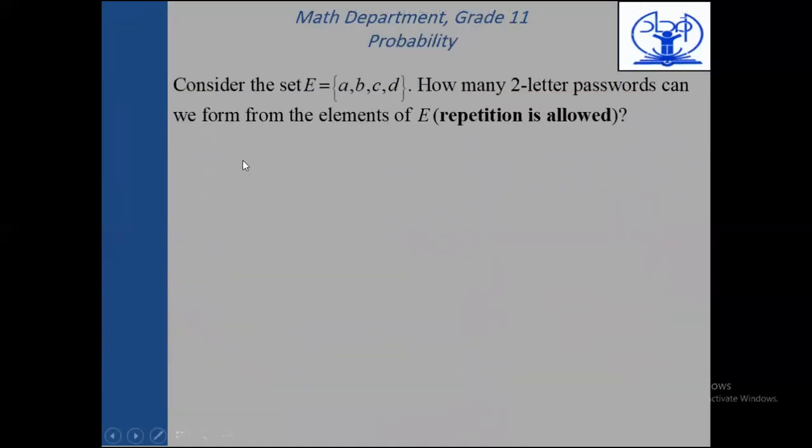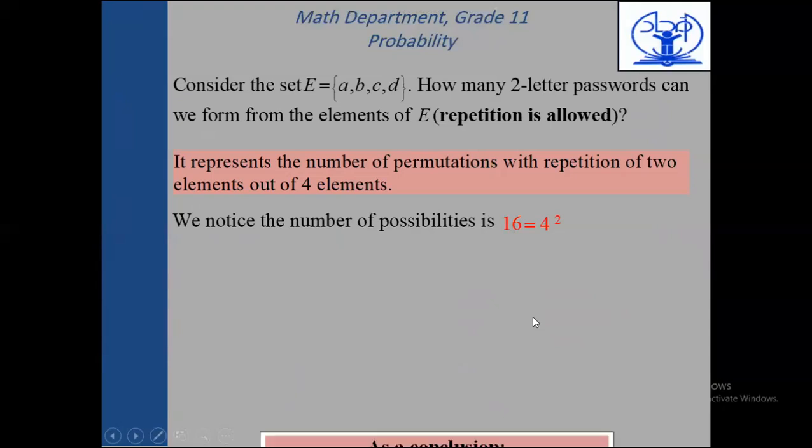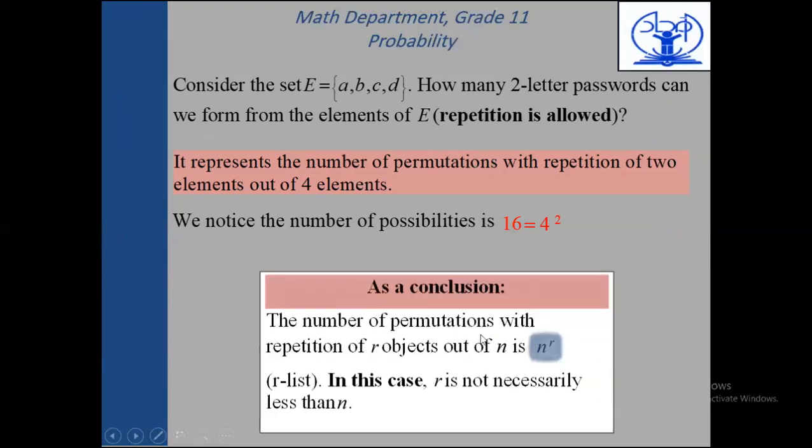Consider the set ABCD again. How many 2-letter possible words? So we can say that the number of possibilities is 16. 16 actually is 4 to the power 2. So whenever you have a similar situation, the number of permutations with repetition of R objects out of N is always N to the R.